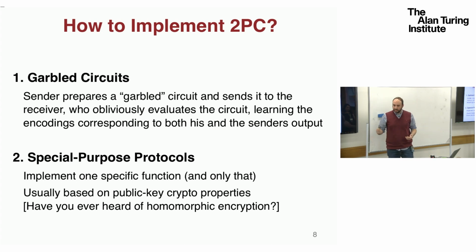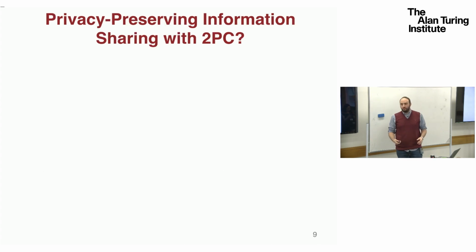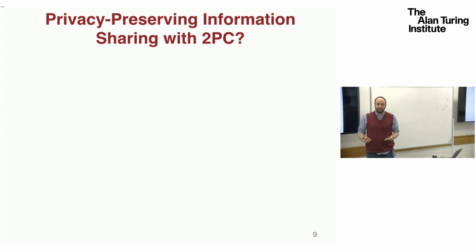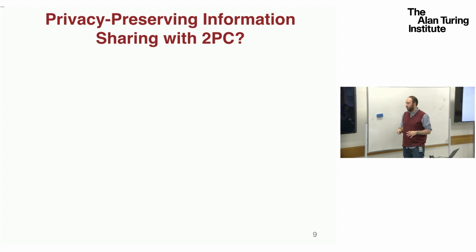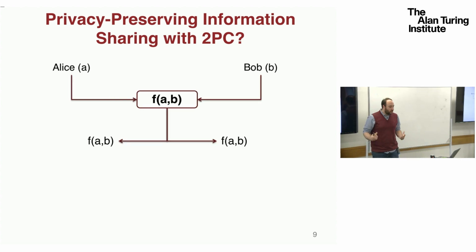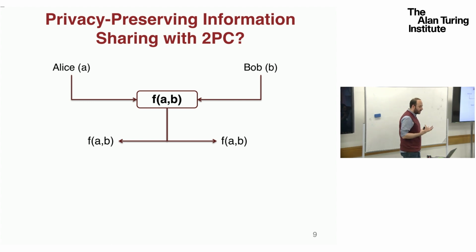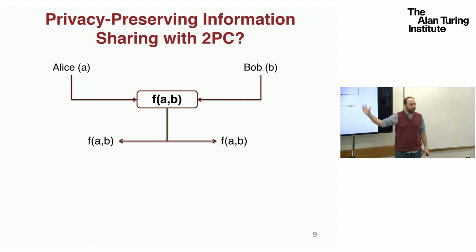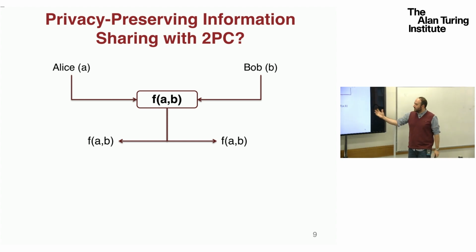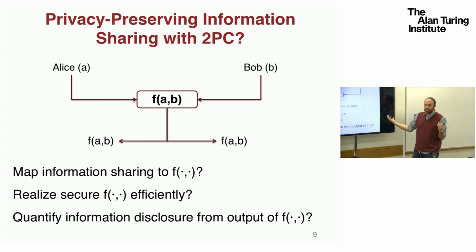Okay, so now I take a step back, and I go back to what I had originally started with, the concept of information sharing and privacy in information sharing. So we have this very powerful tool, two-party computation, where I can obliviously evaluate these functions. So I can evaluate these joint functions, with Alice's and Bob's inputs in such a way that only the output is disclosed to them. Right? So how can this really be mapped to the concept of sharing information?